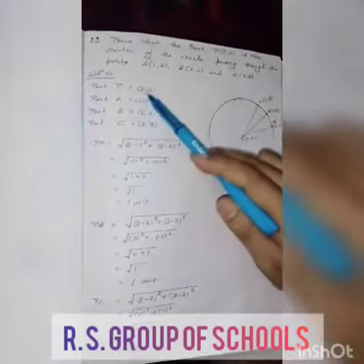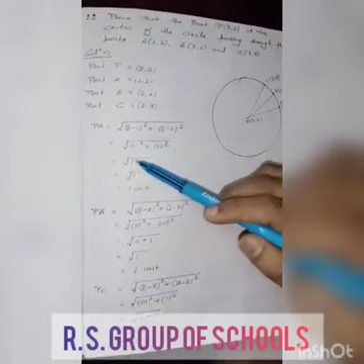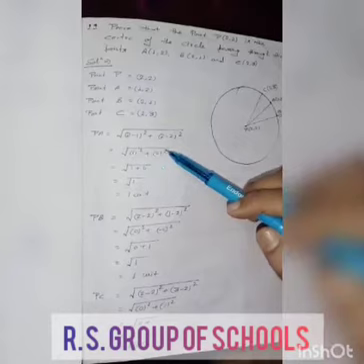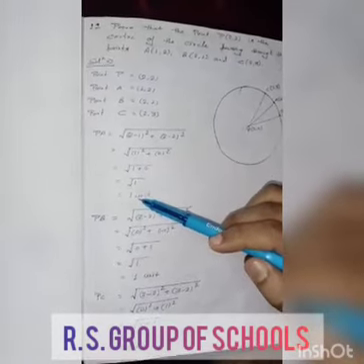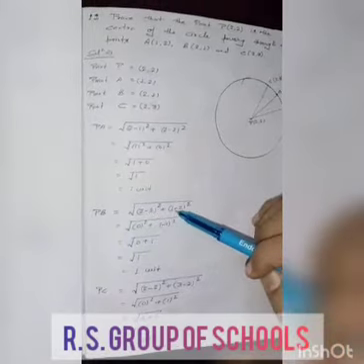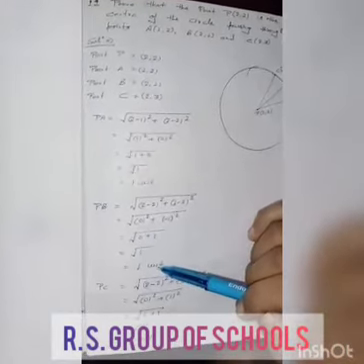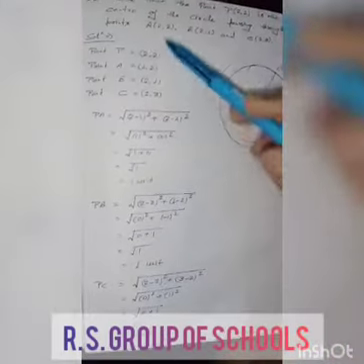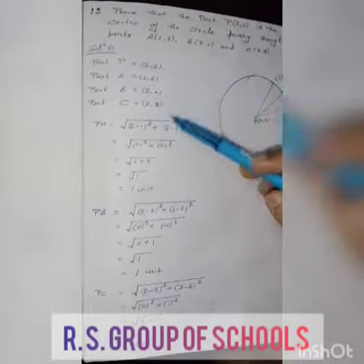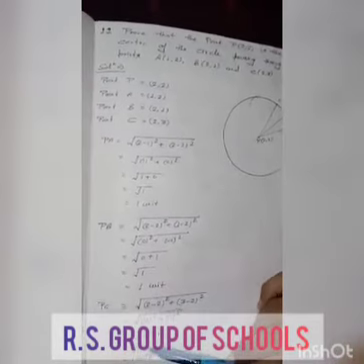First we find PA: root of (2 minus 1) whole square plus (2 minus 2) whole square. Then we have root of 1 square plus 0 square, equal to root 1, equal to 1 unit. Now we find PB equal to root of (2 minus 2) whole square plus (1 minus 2) whole square, which is equal to root 1, equal to 1 unit. Now we find PC: root of (2 minus 2) whole square plus (2 minus 3) whole square, which is equal to root of 0 plus (minus 1) whole square, equal to root 1, equal to 1 unit.